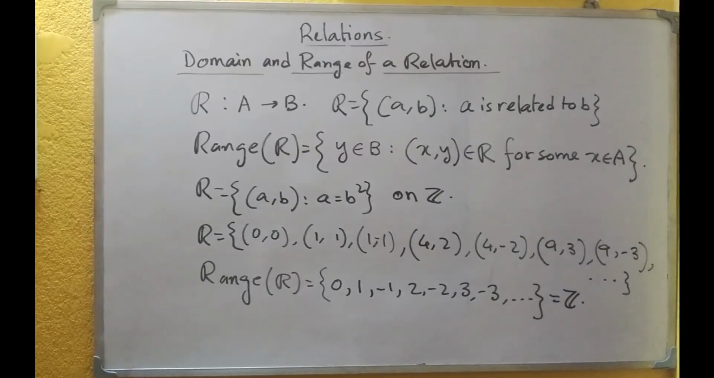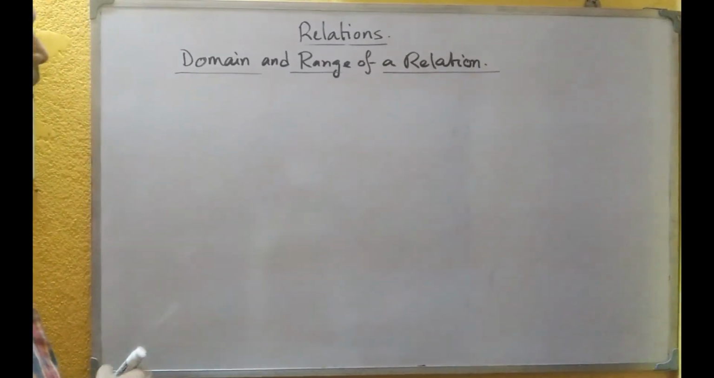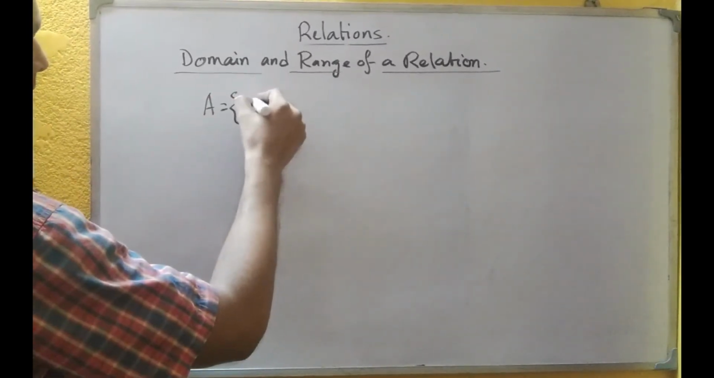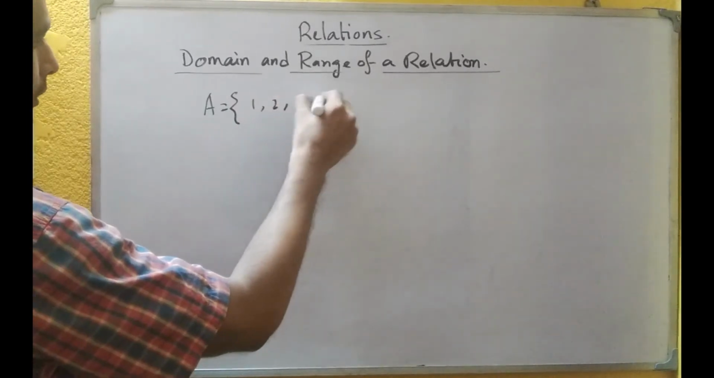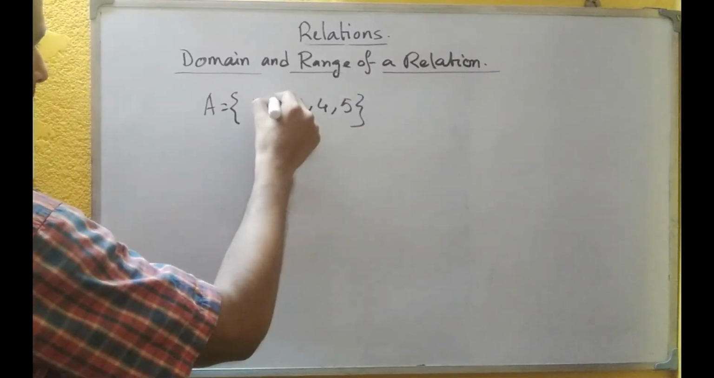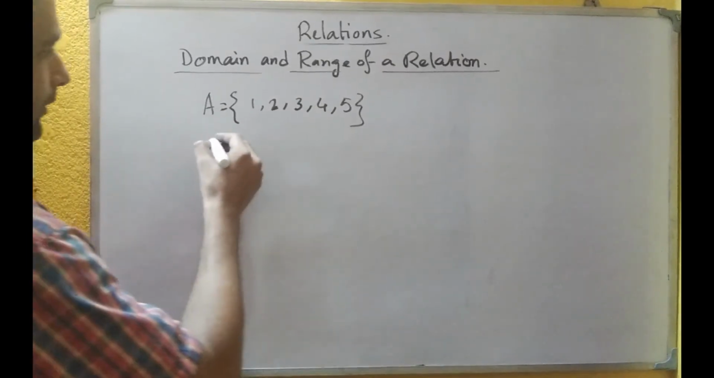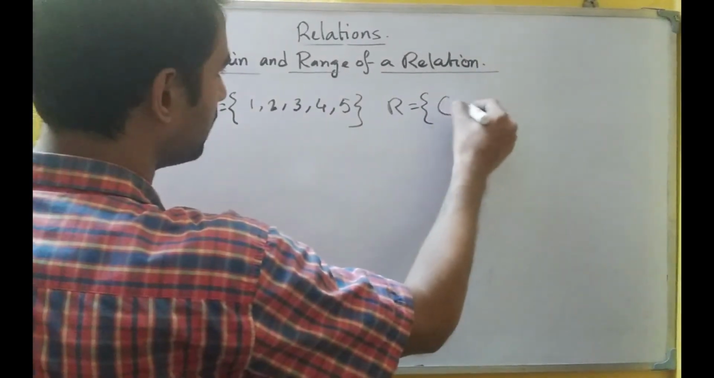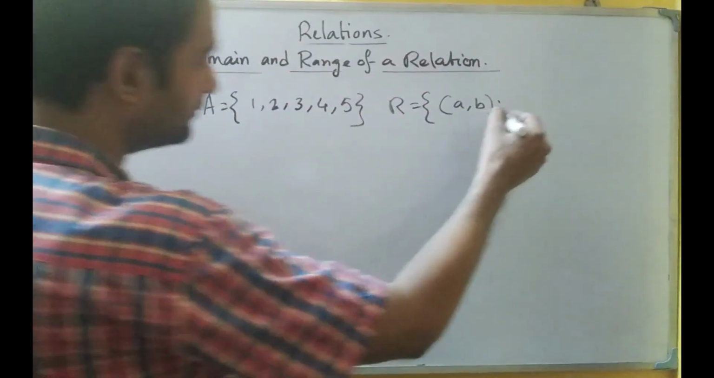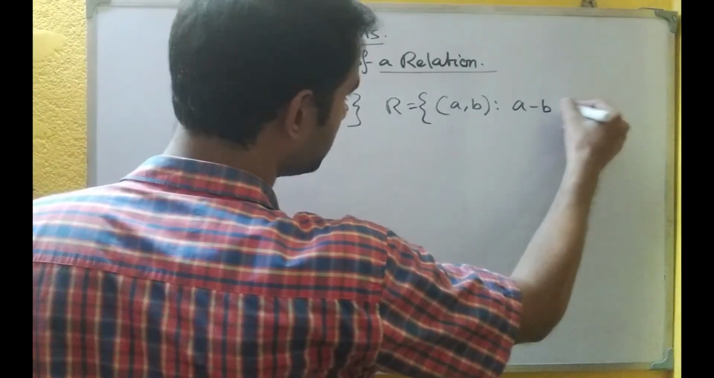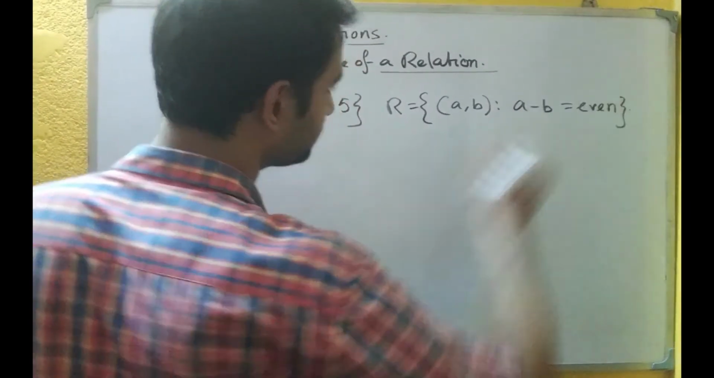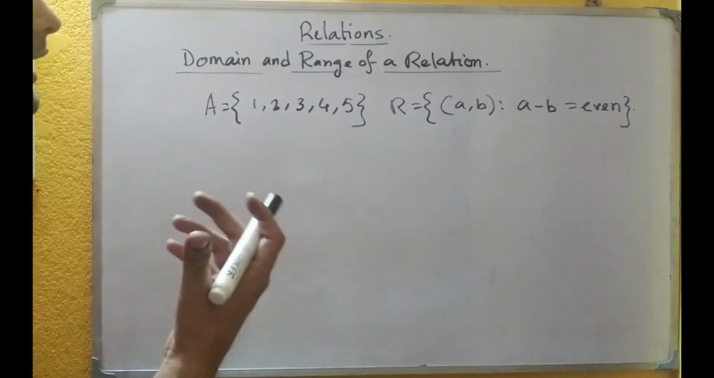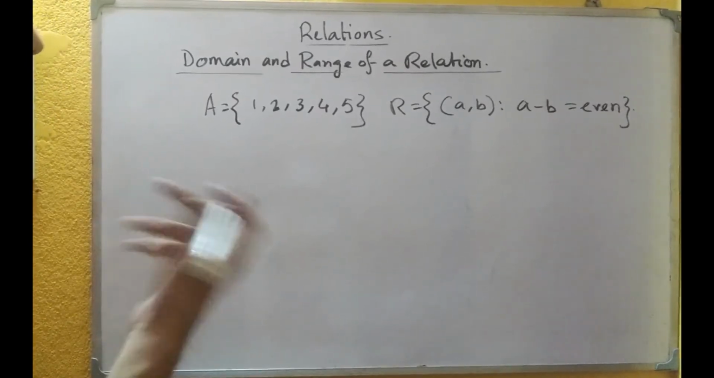So let us take another relation. Suppose we are taking the set A as 1, 2, 3, 4, 5, and we are taking the relation R as ordered pair ab such that a minus b is even. So we need the difference of two elements as an even number. So what should be a and b?